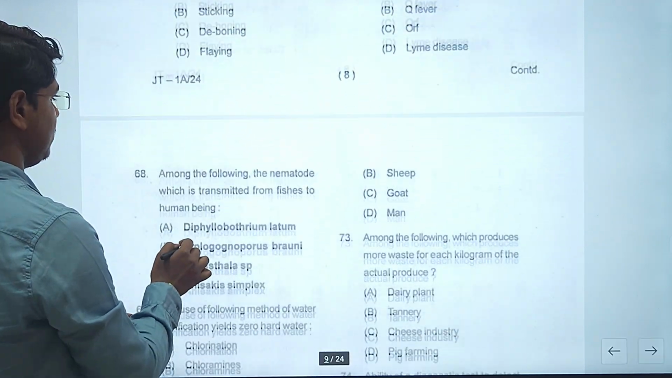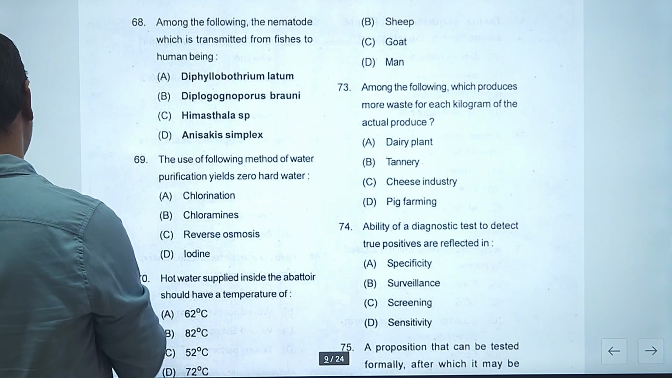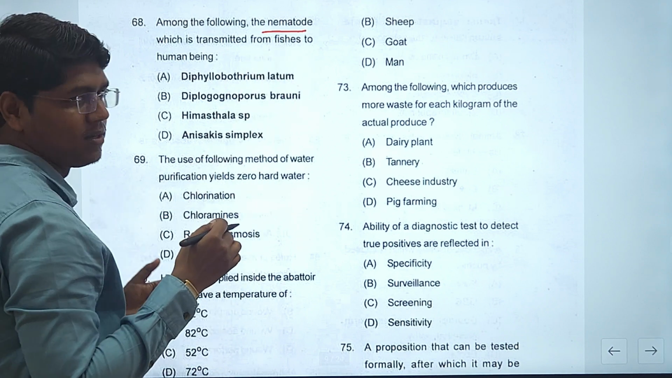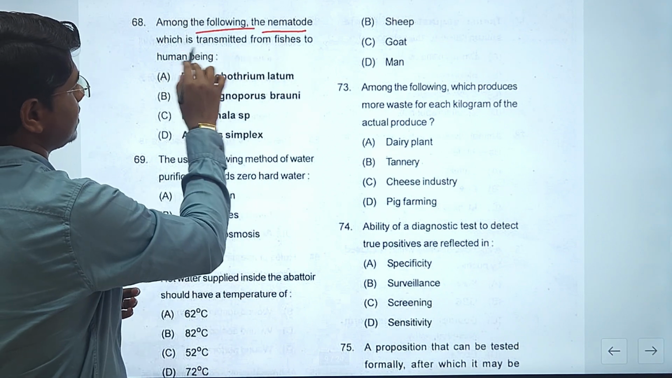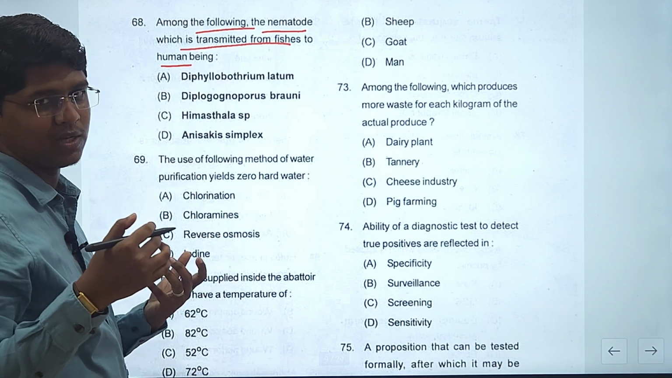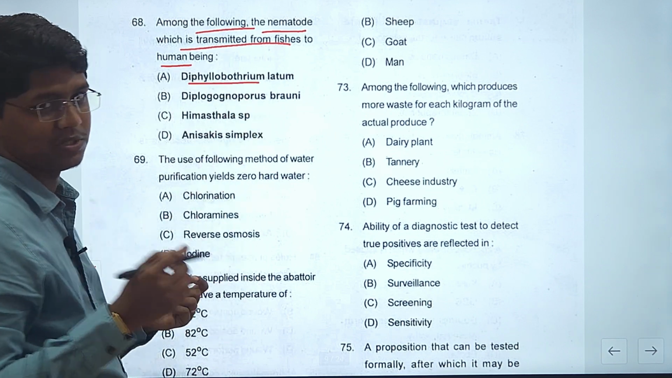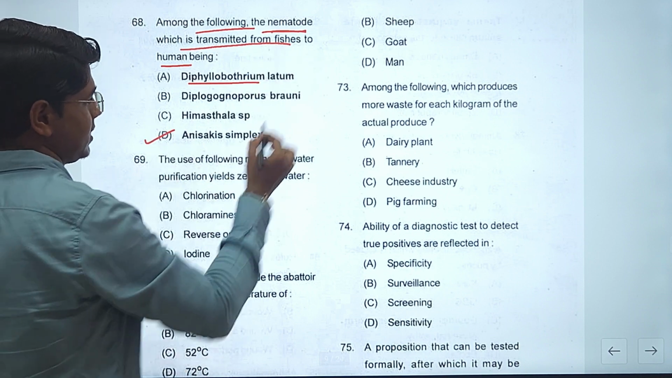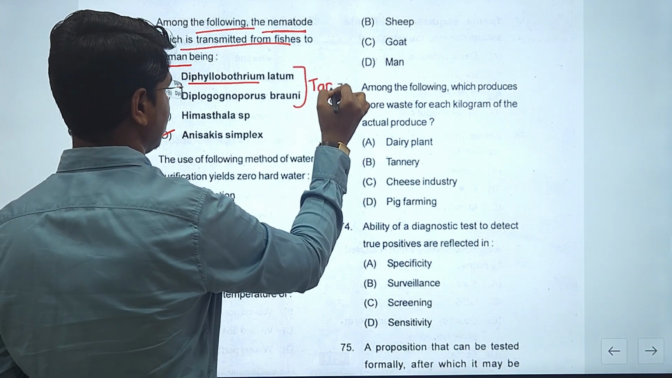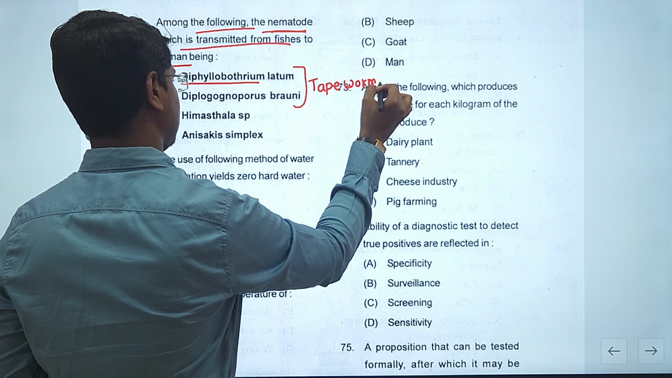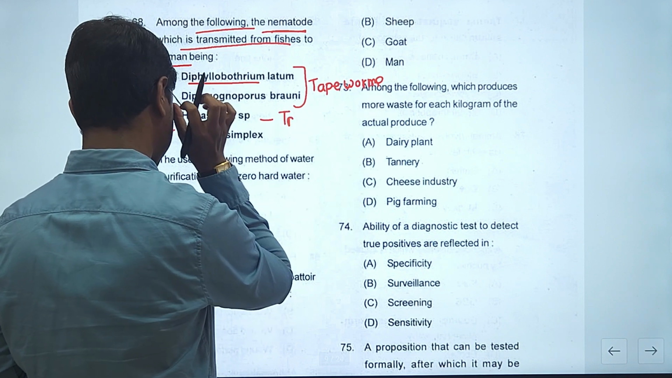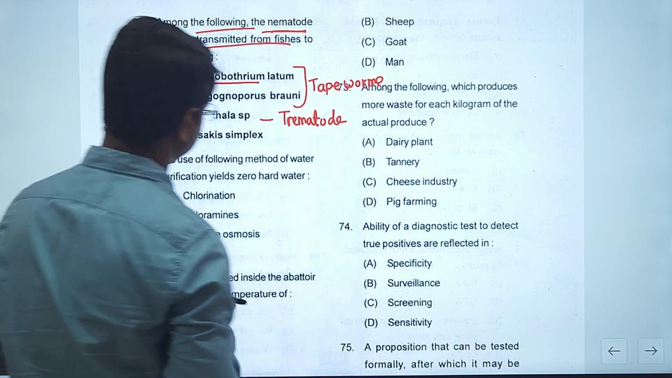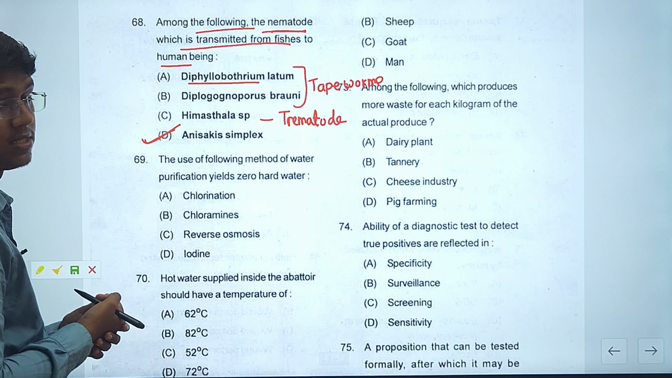Next question. 68. Among the following, here the reading of the question is sometimes important. Nematode, because we are so trained, when we see the following which is transmitted from feces to human being, immediately we can answer Diphyllobothrium latum, which is a tapeworm. Okay, the question is nematode. It is Anisakis simplex. Okay, these two are tapeworms or cestodes. Okay, this is a trematode. Heterophyes is a trematode. All are fish worms.